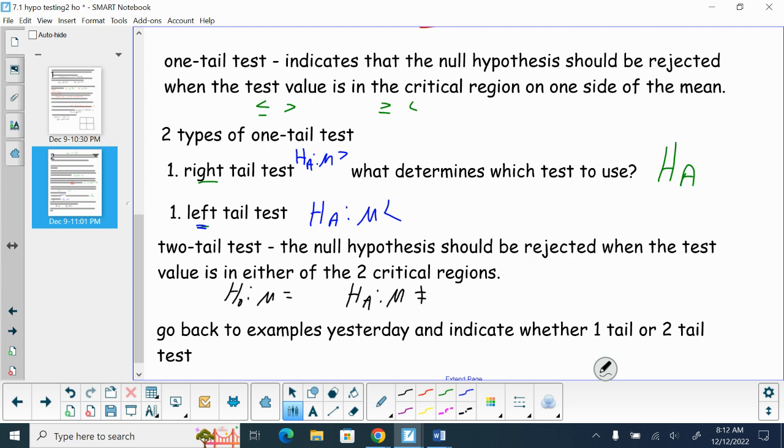So we go back to your notes on Friday. You go back to your notes on Friday. We were stating the null and alternate hypothesis. First one, the examples on the back. Researchers think that expectant mothers who use vitamin pills will increase the birth weight of babies. The average birth weight of the population is 8.6.